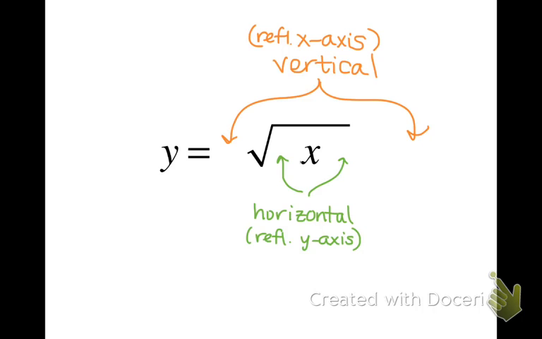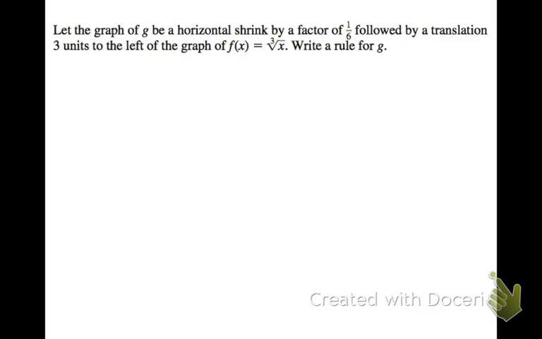Okay, so here is an example of writing. Let g be a horizontal shrink by a factor of 1/6, followed by a translation 3 units to the left of the graph of f of x is equal to the cube root of x. So that's what we're starting with. The cube root of x is our starting point. Remember that the order of your transformations really matters.